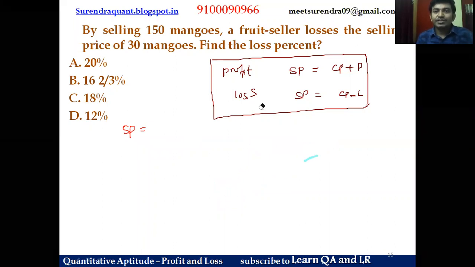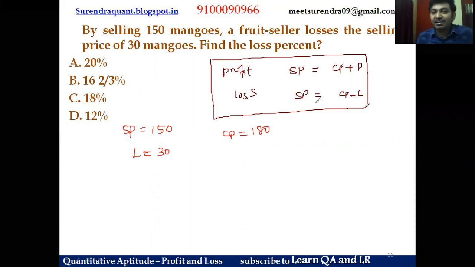So what is the question? By selling 150 mangoes, a fruit seller loses the selling price of 30 mangoes. Say, same 1 rupee per mango, 150 mangoes' selling price will be 150 rupees. But there is a loss equal to 30 mangoes' selling price. Now, friends, what do you mean by cost price? Cost price is 180, right? Why? This 30 rupees is the loss that must be added.